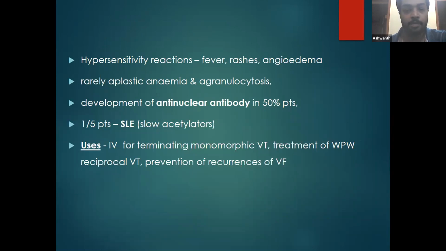Development of antinuclear antibodies is seen in 50% of patients, and one of the patients shows SLE-like symptoms. Uses: IV for terminating monomorphic VT, treatment of WPW with reciprocal VT, and prevention of recurrences of VF.